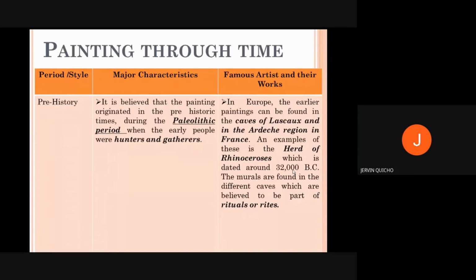Of the period, it pertains to some specific time wherein it was raised, or where this particular history was born. And the style pertains to the different techniques of a period in showing their type of art. On the second one, you have the major characteristics: the most important things that happened during that period, and the characteristics that were made through that.